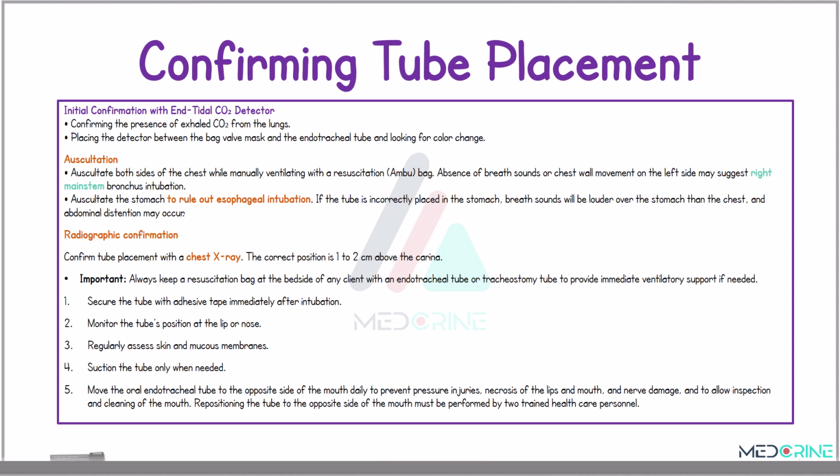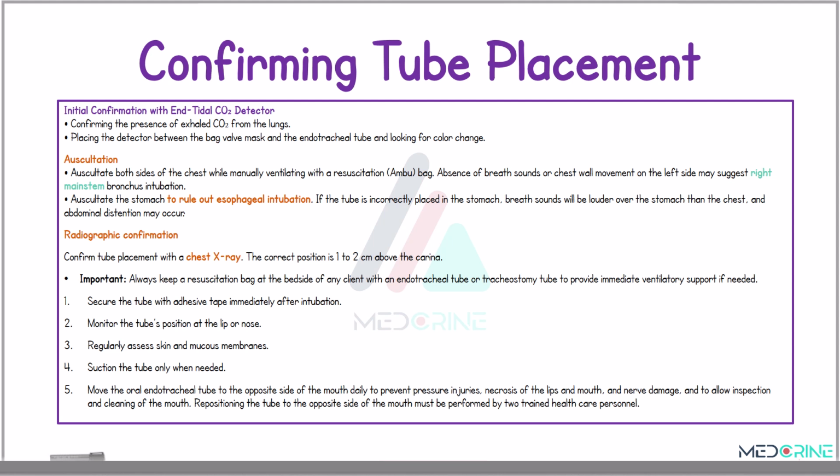We auscultate the stomach as well to rule out esophageal intubation. If a tube is incorrectly placed in the stomach, breath sounds will be louder over the stomach than they are at the chest, and abdominal distension may be visible.